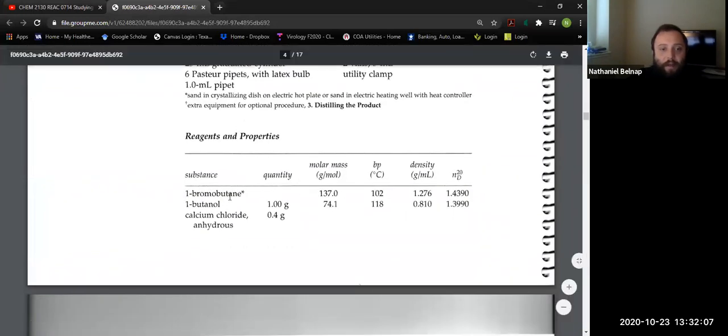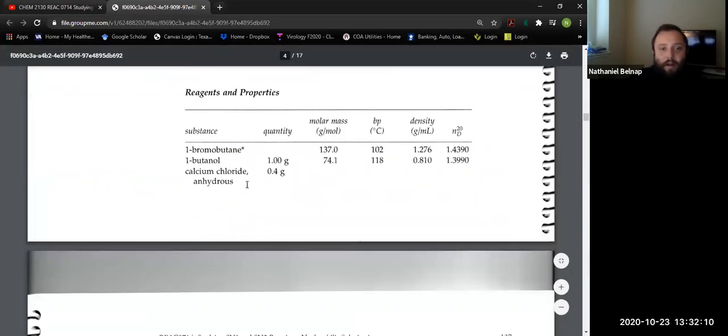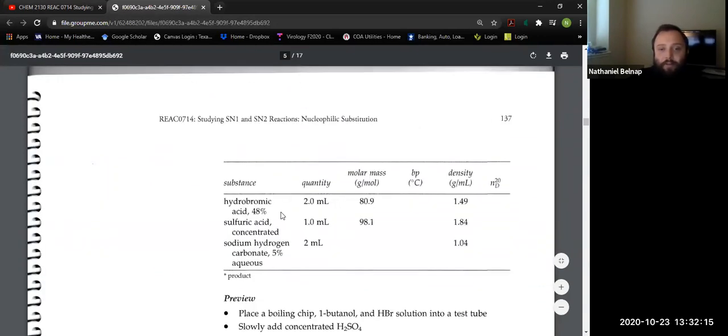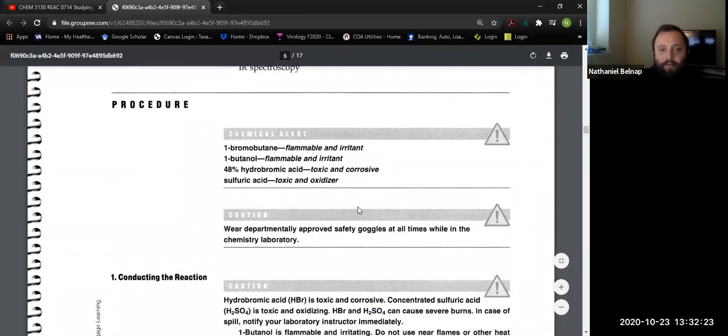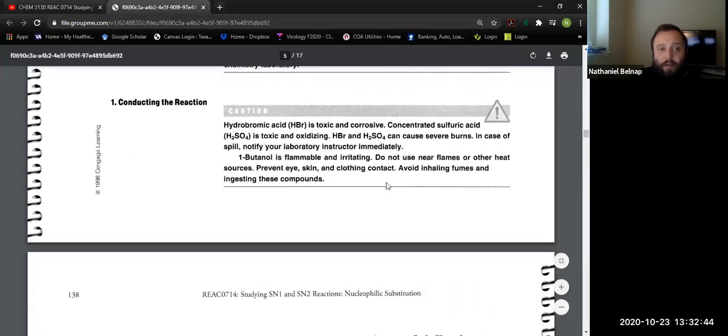So for this lab, we're going to be using 1-butanol, calcium chloride, anhydrous, hydrobromic acid, and sulfuric acid, sodium hydrogen carbonate. And so for your product, the 1-bromobutane, that is flammable and is also an irritant. 1-butanol is flammable and also an irritant. And hydrobromic acid is toxic and corrosive, and sulfuric acid is toxic and an oxidizer.